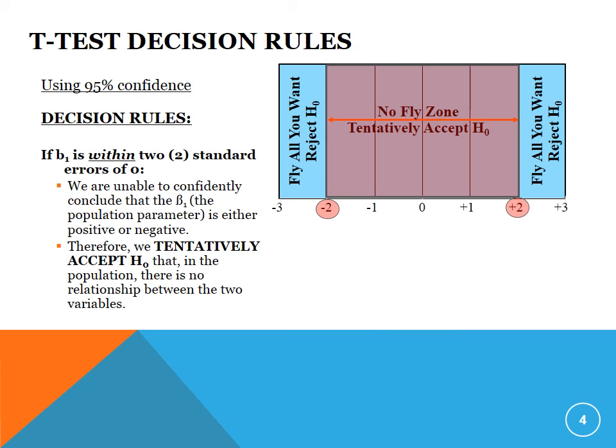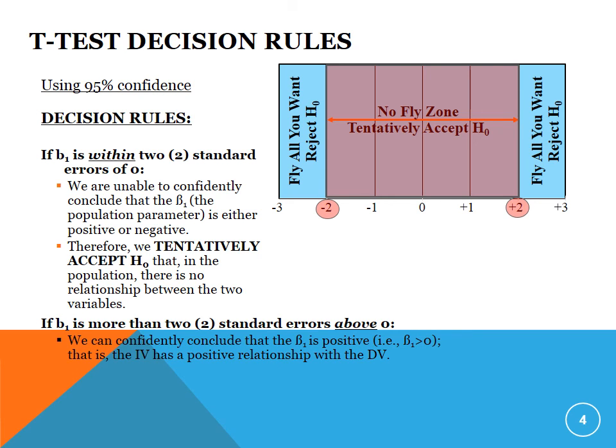Okay, so moving on, if B1 is more than 2 standard errors above 0, okay, so that means it's between that +2 and +3, above 0. We confidently conclude that the population parameter is positive because it's above 2 standard errors, right? So it's above +2. So the relationship between the independent variable and the dependent variable is positive.